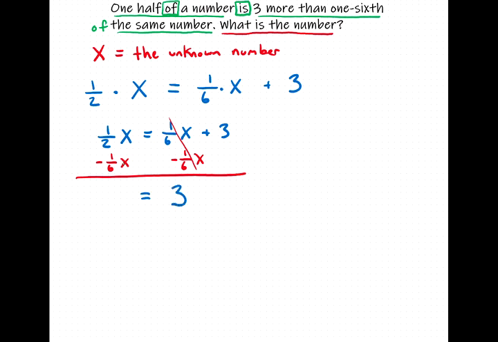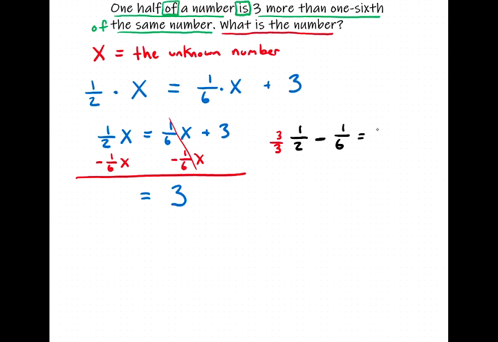And now on the left, well, what is 1/2 x minus 1/6 x? Well, what is 1/2 minus 1/6? Well, in order to subtract fractions, and we've seen this before, we need a common denominator. You cannot subtract or add fractions without first getting that common denominator. So we could multiply this first fraction by 3/3.